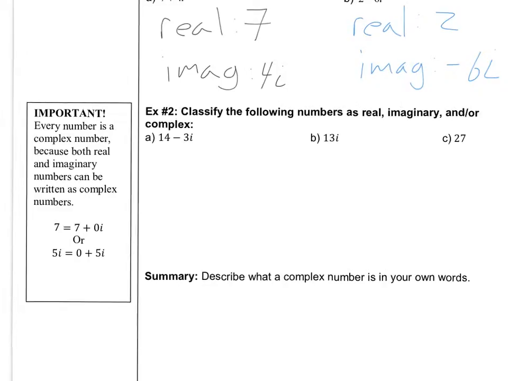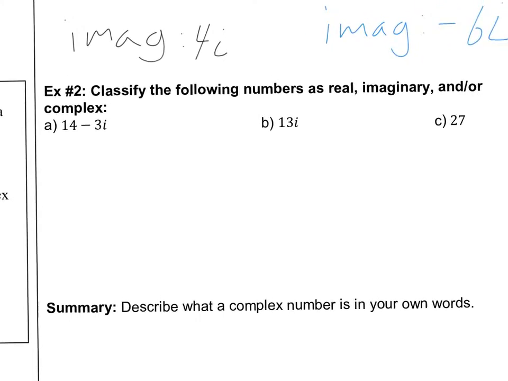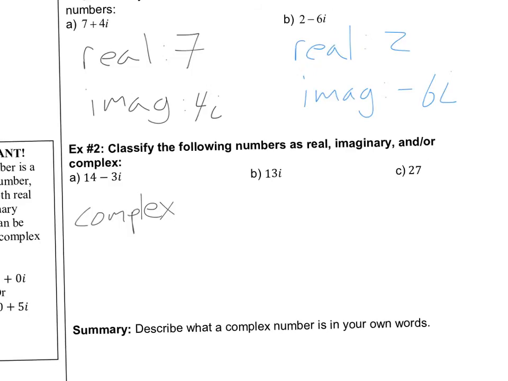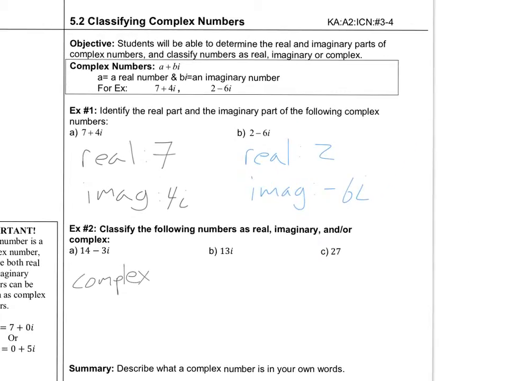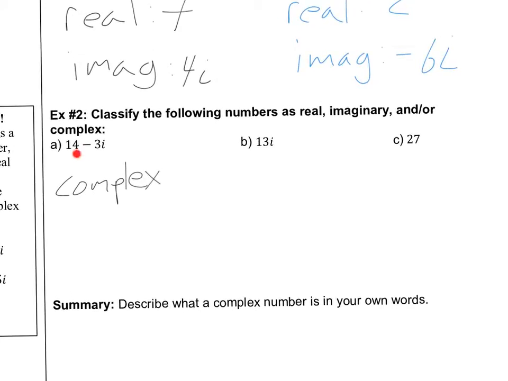So here, let's talk about it. In the first example, I have real and imaginary parts. So this is just complex. Remember again, complex means that there's an a plus bi in it. And this is a real of 14 and an imaginary of negative 3i. So that makes it complex.